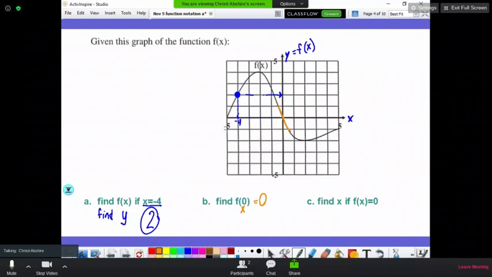f of x is 0. So now they're asking me to go on the y-axis to 0. It's right here in the middle, and it's still at 0, 0. So x is 0. So once again, pay attention to whether you're being asked to find f of x, which is y, or just x.